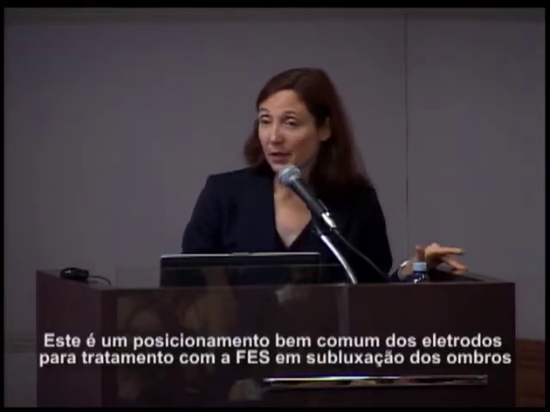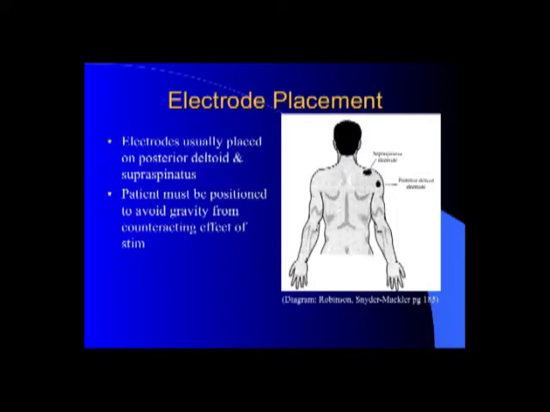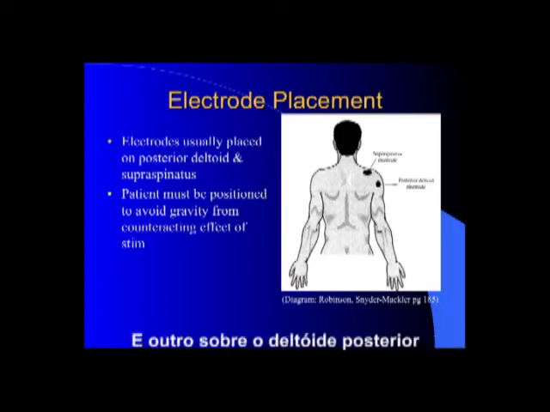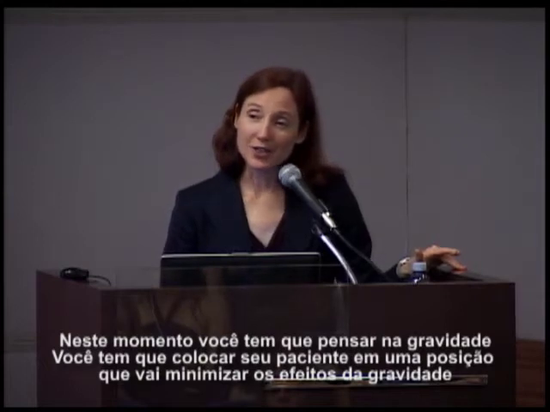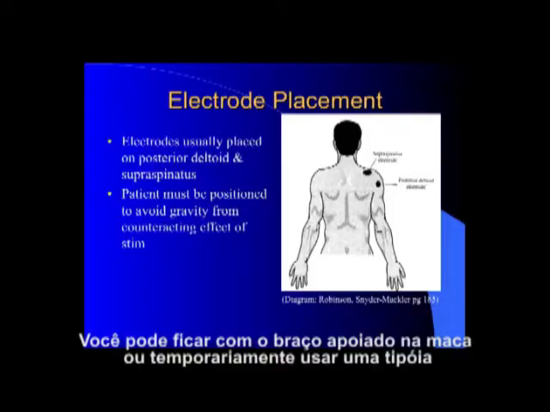And this is a pretty common electrode placement for using FES for shoulder subluxation. Typically, we're placing one electrode over the supraspinatus muscle and one over the posterior deltoid. And then when you're using this, you also have to think about gravity, so that you're positioning the patient in a position that will minimize the effects of gravity. So if you're supporting the arm on a table to get them started, or temporarily using a sling.